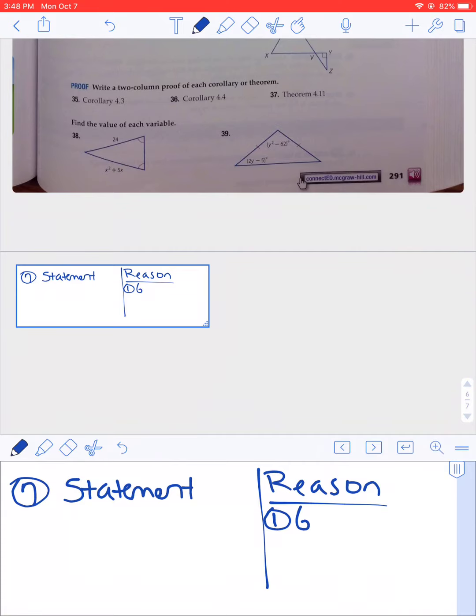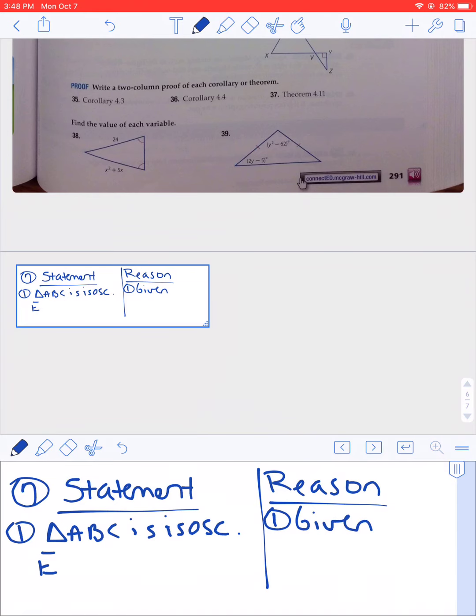The first is always the given, so I'll go ahead and fill that in. The first step is just reiterating what they already told us. ABC is isosceles. EB bisects angle ABC. So that's all in our given.